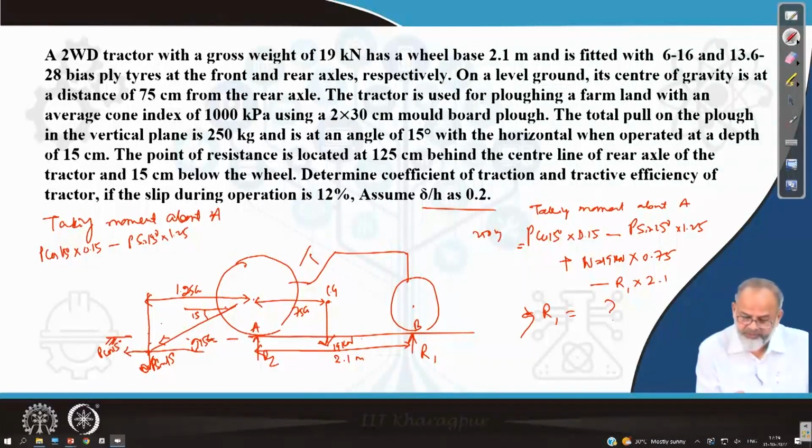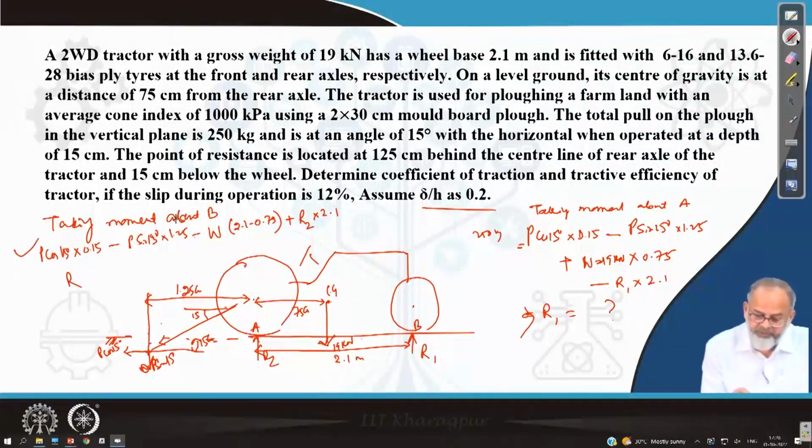about B, not about B. So P cos 15 is okay, this is minus. Now W will be minus W into distance, which will be 2.1 minus 0.75, and then plus R2 into 2.1. This is the equation. Now from here, knowing P and W are given, you can find out what is the R2 value.